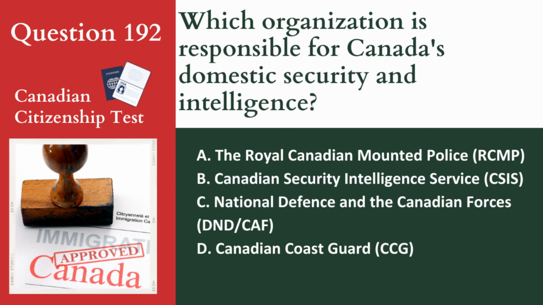Question 192. Which organization is responsible for Canada's domestic security and intelligence? A. The Royal Canadian Mounted Police, RCMP. B. Canadian Security Intelligence Service, CSIS. C. National Defence and the Canadian Forces, DND/CAF. D. Canadian Coast Guard, CCG. Answer. B. Canadian Security Intelligence Service, CSIS. CSIS is responsible for protecting Canada's national security interests and safeguarding its citizens from threats.